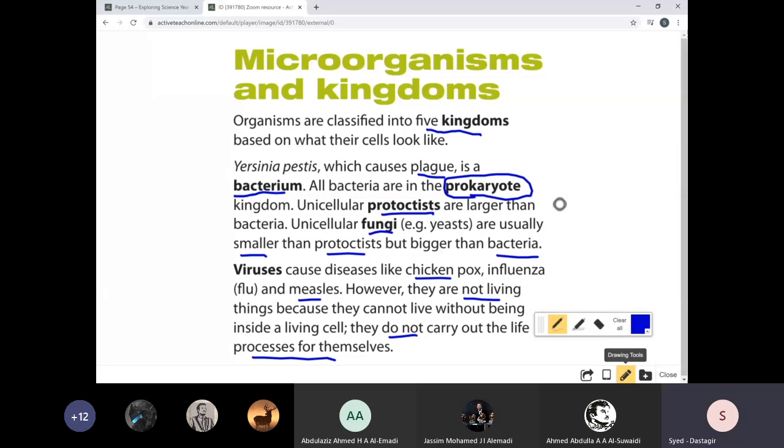How many kingdoms are there for living things? 5. Good. They are bacteria, which is part of prokaryotes, then unicellular organisms like protists, then other unicellular organisms like fungi, and plants and animals.